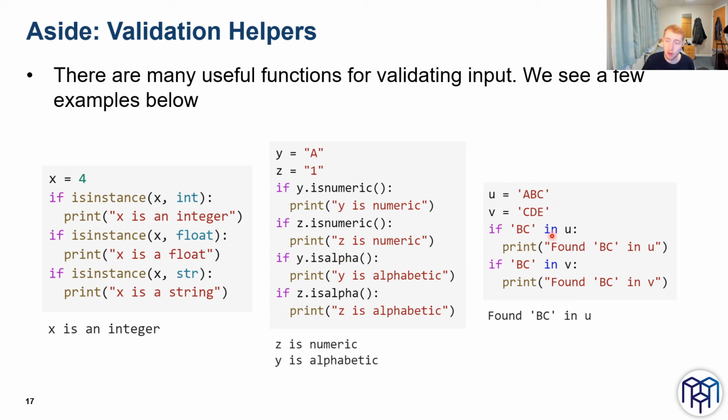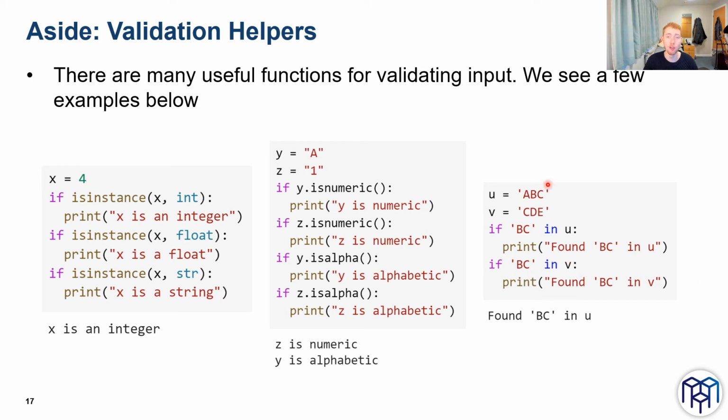And finally, we can use the in keyword to ask if a certain substring is in a larger string. So whether we can find the literal string BC somewhere inside of u, which is ABC. So here, there is BC there. It's the whole string, not kind of is there a B and is there a C, is the whole thing BC in there. So we found that, but we didn't find BC inside of v. So we don't get that printed here.